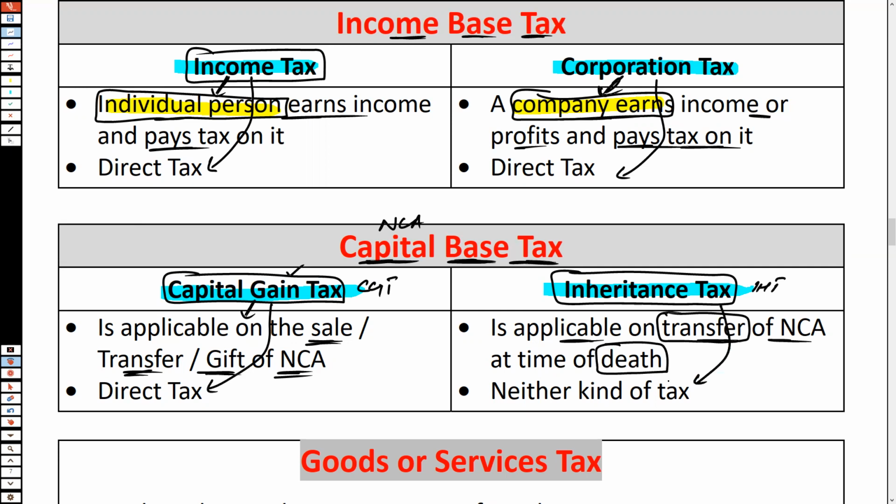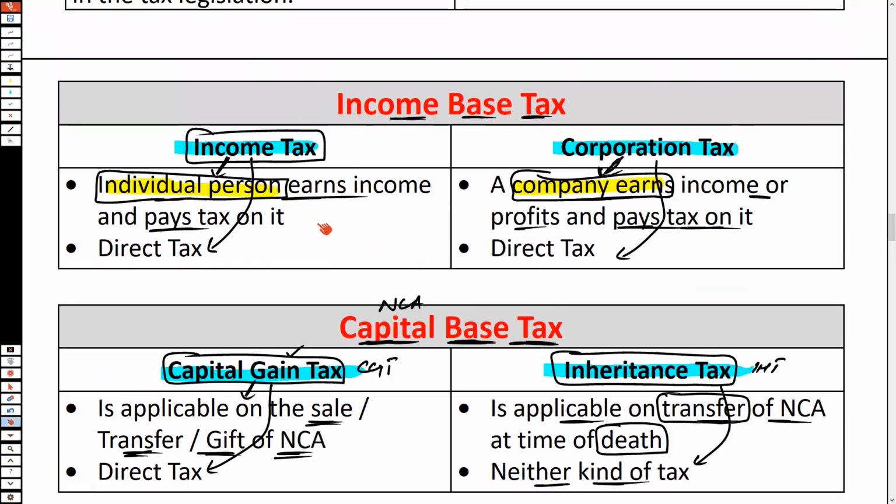And IHT is neither kind of tax. It's not a direct tax, and it's not an indirect tax. Why is inheritance tax neither kind of tax? Because it is not applicable due to earned income. When we pay tax based on earned income, that is direct tax. For example, for an individual person, income tax; for a company, corporation tax. They earn income and pay tax. So income-based tax is a direct tax.